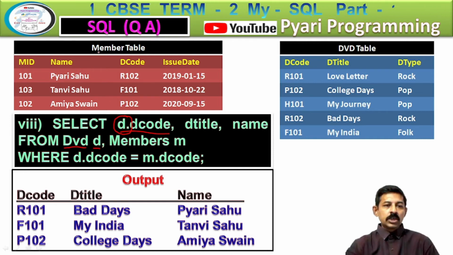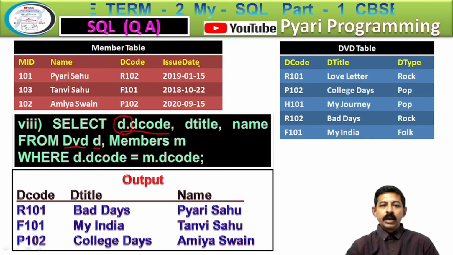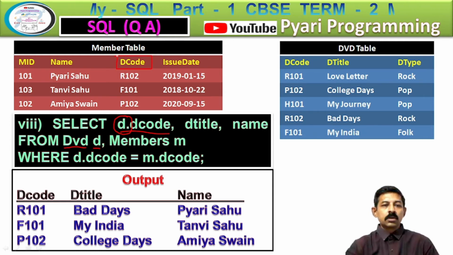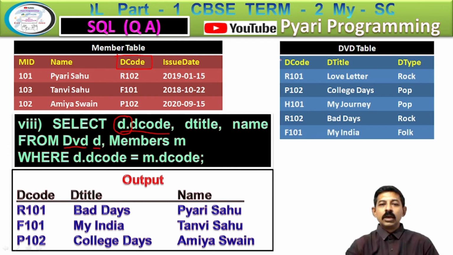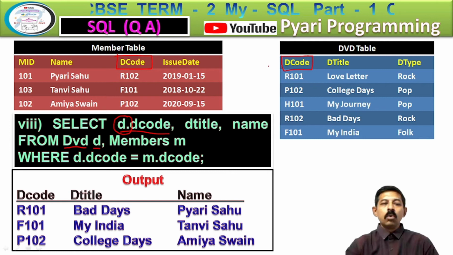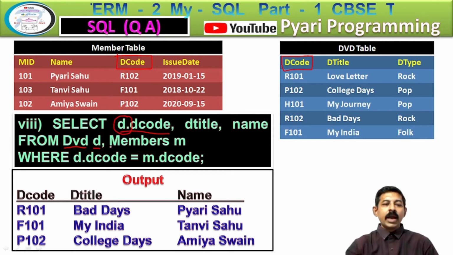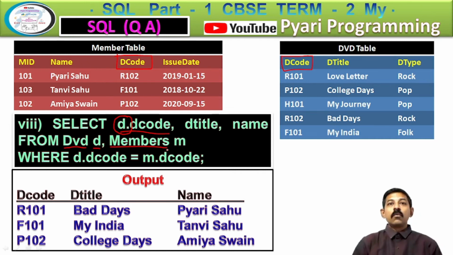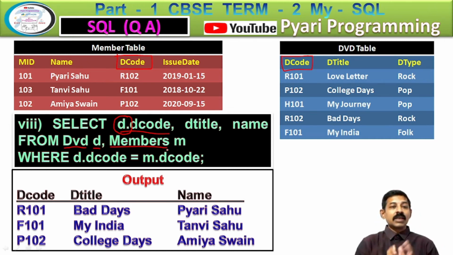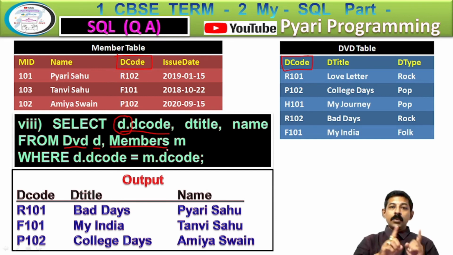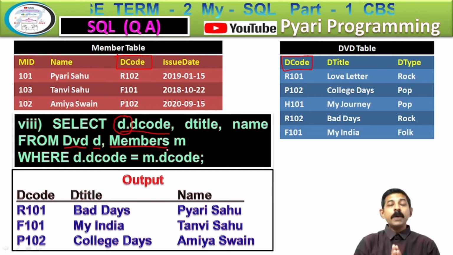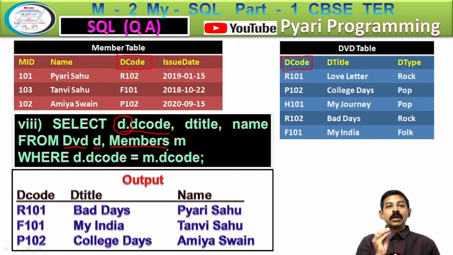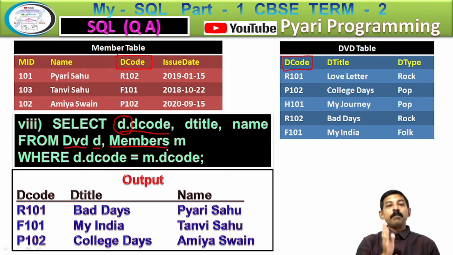Now look at this, in both the tables, member and DVD, we have this column called decode. In member we have decode. In DVD also we have decode. Though in my query both DVD and member are included, there is an ambiguity about which table I want to extract the decode from, because it is available in both the tables. So that's why we have to precede it with the alias or the table name.